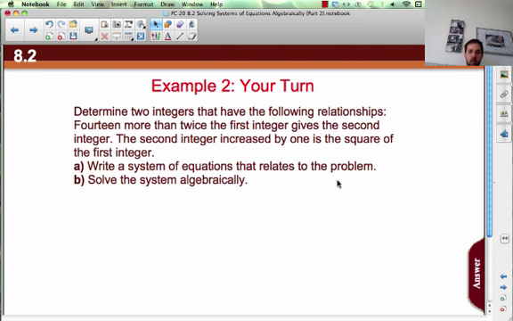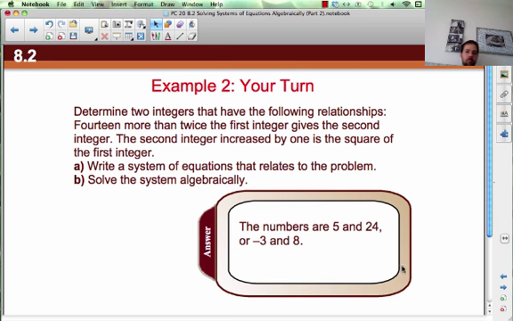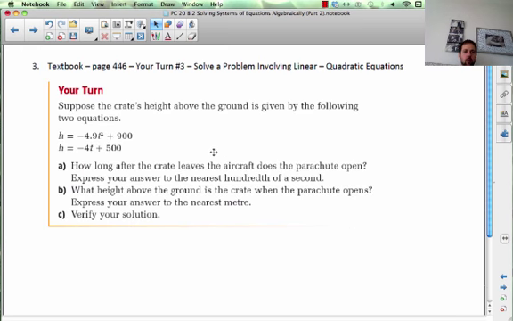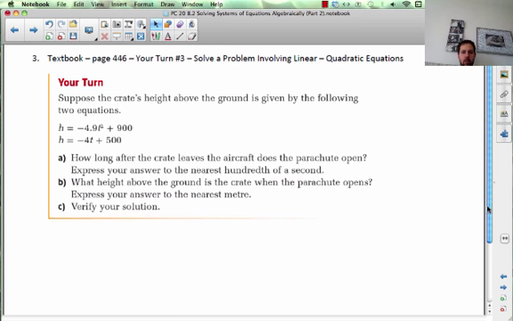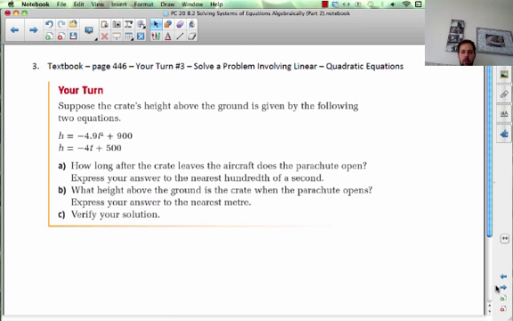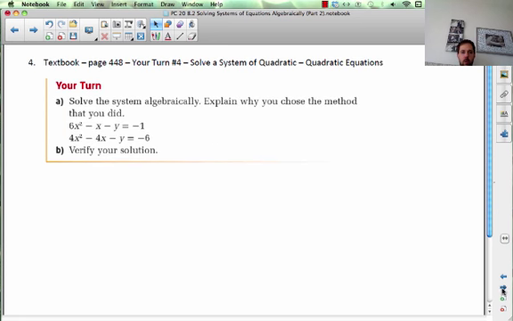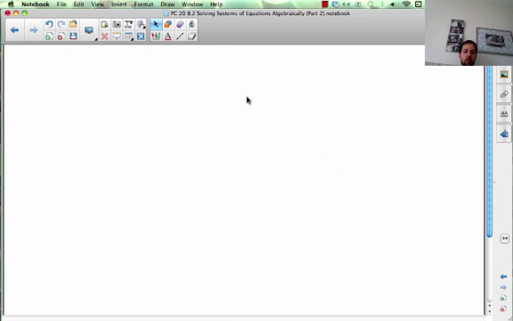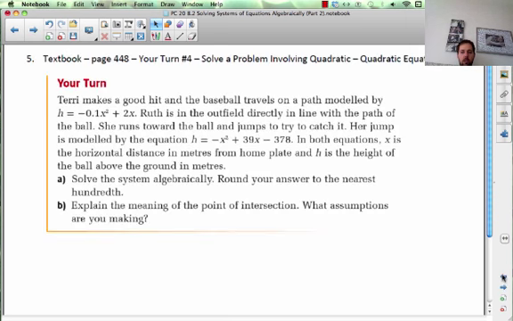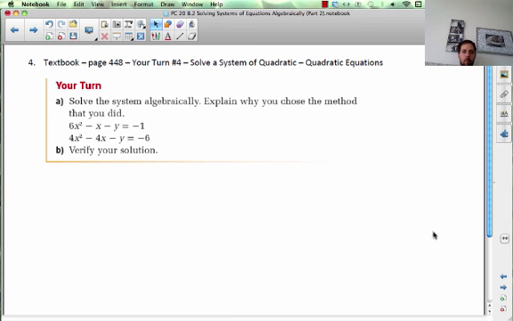Here's your turn. Go ahead and give it a try. There's your answers. Here's another your turn. I'll let you give it a try. Don't have the answers ready for this one, but if you have any questions about it, we can double check it tomorrow. Another one if you want to try it. Try them all if you're feeling ambitious. Otherwise, see what you can get through today.